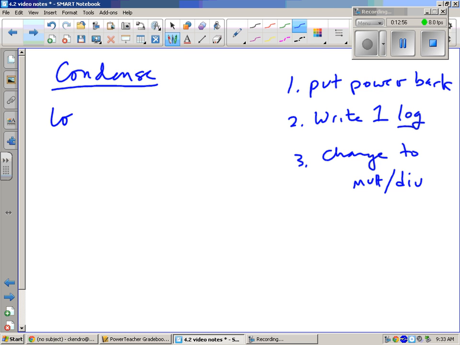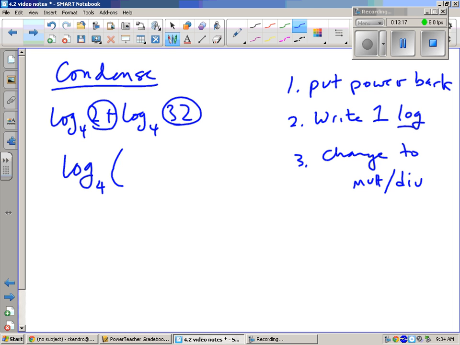So let's say I have log base 4 of 2 plus log base 4 of 32. Okay, are there any exponents? Are there any powers out front? No, so we don't have to worry about that step. Now I want to write the word log one time, and ours is log base 4. And then the 2 plus and the 32 means it's 2 times 32. So I really have log base 4 of 64.